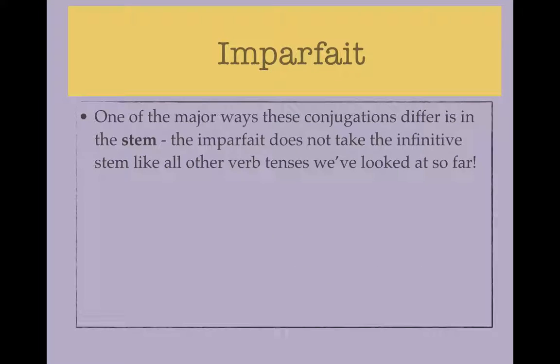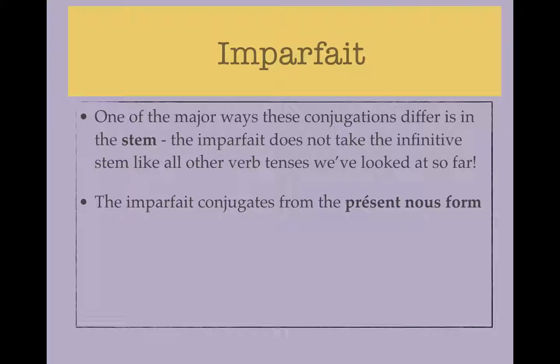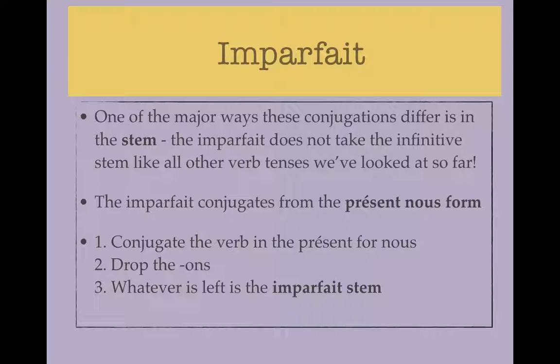To conjugate the imparfait, we follow the same 2 steps as normal. Find your stem, add your endings. However, the imparfait stem is very, very different than the ones we've seen before. The imparfait stem comes from the present tense nous form, not the infinitive. So your steps to find your stem this time, instead of looking at the infinitive and getting rid of your last 2 letters, you're going to conjugate the verb in the present for nous and then drop the ONS. Whatever you have left is the imparfait stem.